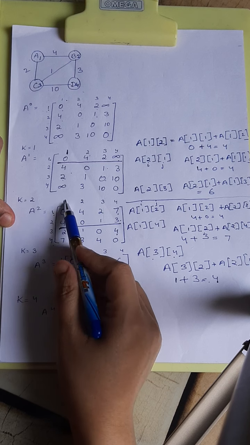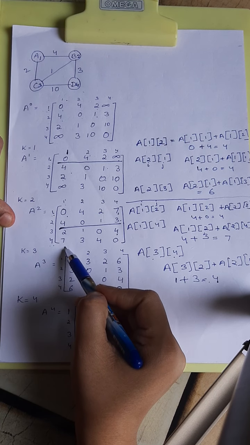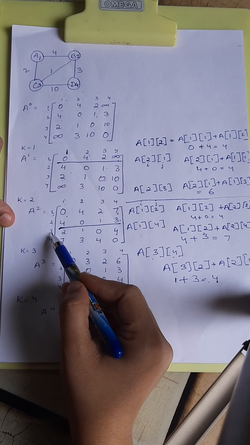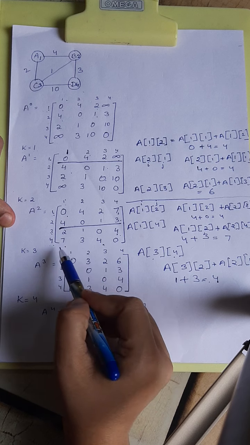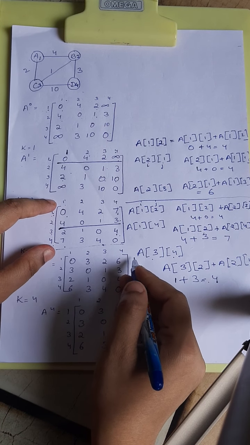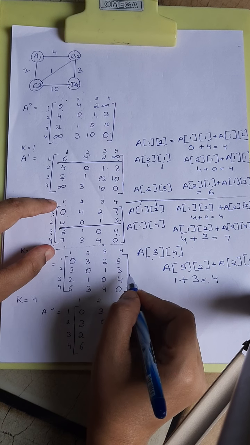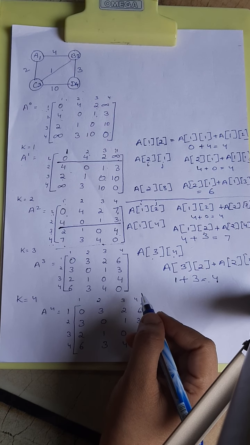Similarly for 4 1 also, like we got 7 for 1 4, for 4 1 also you'll get 7. Like we got 4 for 3 4, for 4 3 also you'll get 4. So you have to do this on your own. Do it, and you'll get the same answer for this one. Check it via k. If you are getting the shortest route, then only you have to replace it.